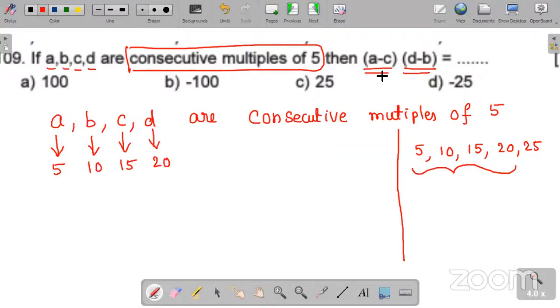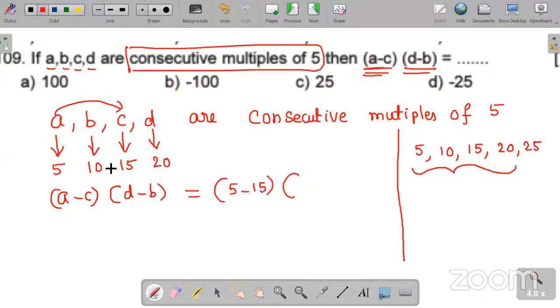What we need to find out? A minus C multiplied with D minus B. So first find A minus C, that into D minus B. A minus C means 5 minus 15, which is minus 10. D minus B means 20 minus 15, which is 5. Minus 10 into 5, so you will be getting minus 50 as the right answer. Minus 50.